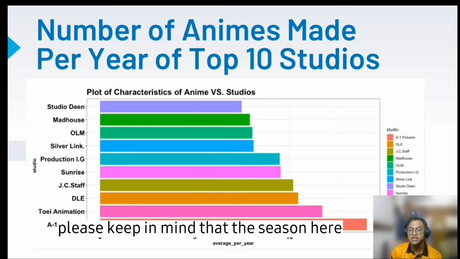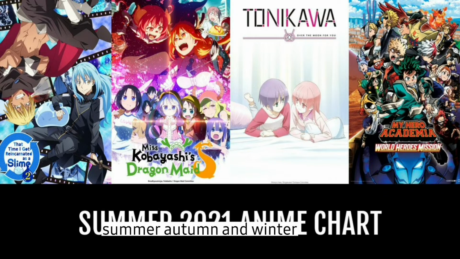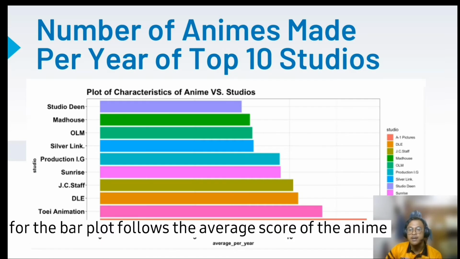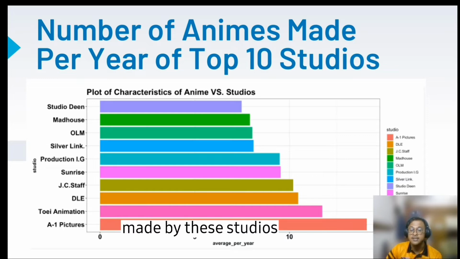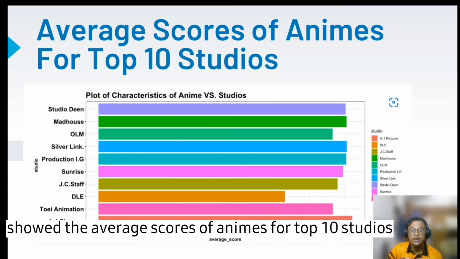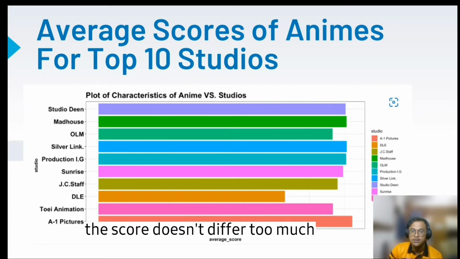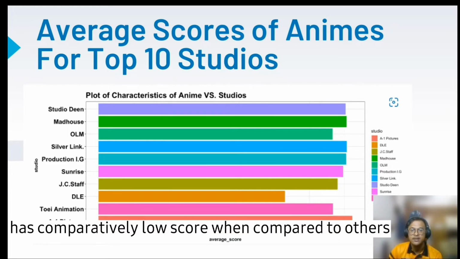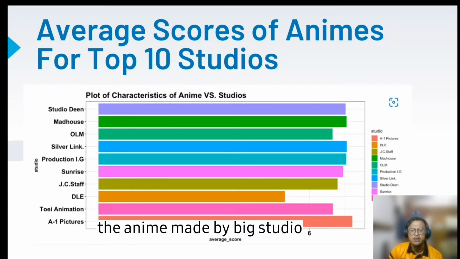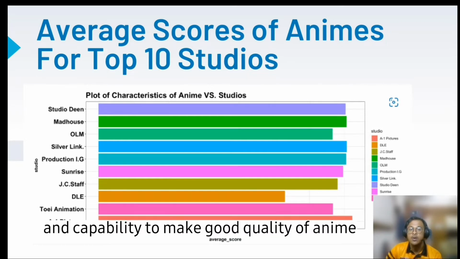Please keep in mind that the season here refers to the 4 seasons of temperate climate, which are spring, summer, autumn, and winter. Then moving on, the diagram below shows the average scores of animes for the top 10 studios. From the plot, we could see that in general, the score doesn't differ too much, though some studios like DLE have comparatively low scores when compared to others. The anime made by big studios generally receive higher than average scores due to their resources and capability to make good quality anime.